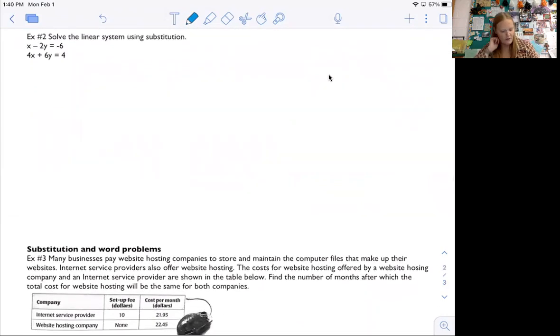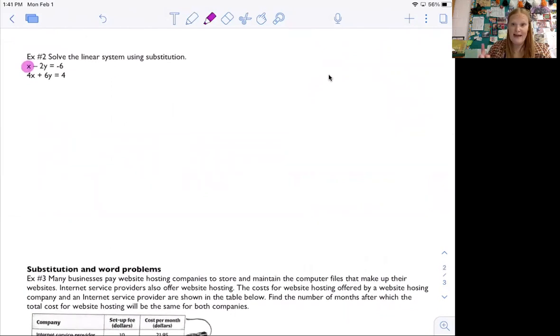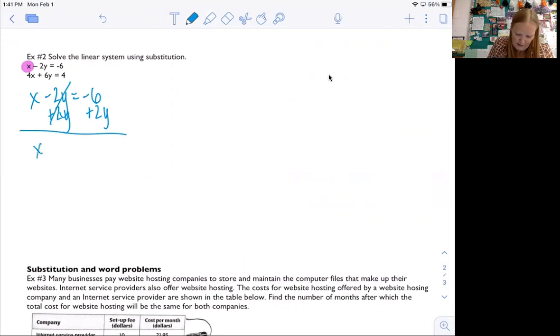All right. So number 2, solve using substitution. Remember, we want to look for one that has a coefficient of 1. And the only one that has a coefficient of 1 is that guy right there. So I'm going to get that x alone. So x minus 2y equals -6. I'm going to add 2y to both sides. Now, this isn't going to be in slope-intercept form, but it's still nice to put the variable first, just because in distributing it makes it easier. So I get x equals 2y minus 6.